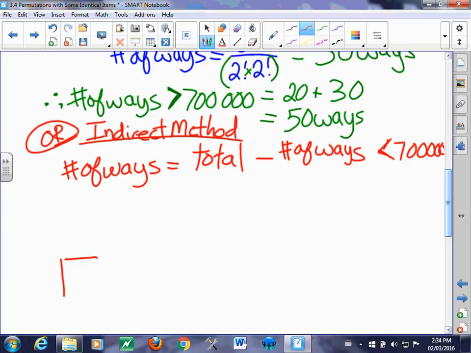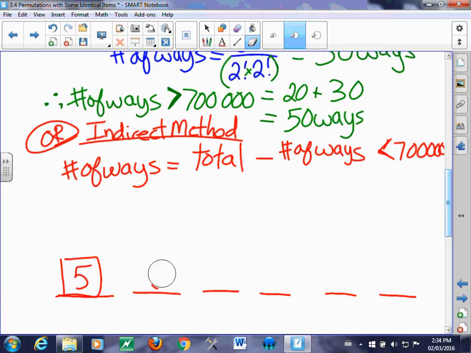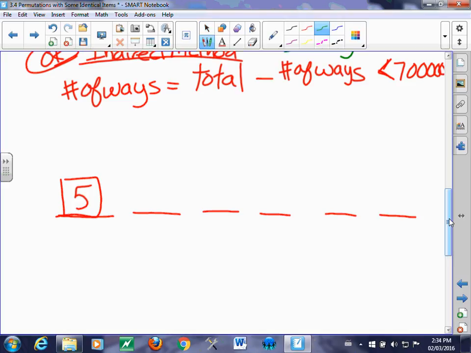So if I have 1, 2, 3, 4, 5, 6, okay, what digit has to be at the front in order for me to have less than 700,000? The only digit that fits that is 5, right? So if we use the 5, folks, we have 5 numbers left over, and they are 7, 7, 8, 8, and 8. And again, we have 5 numbers that are free to move around. Okay, so number of ways.